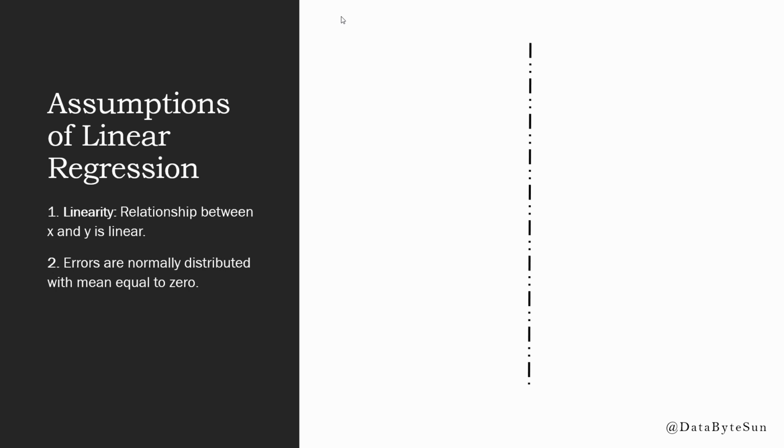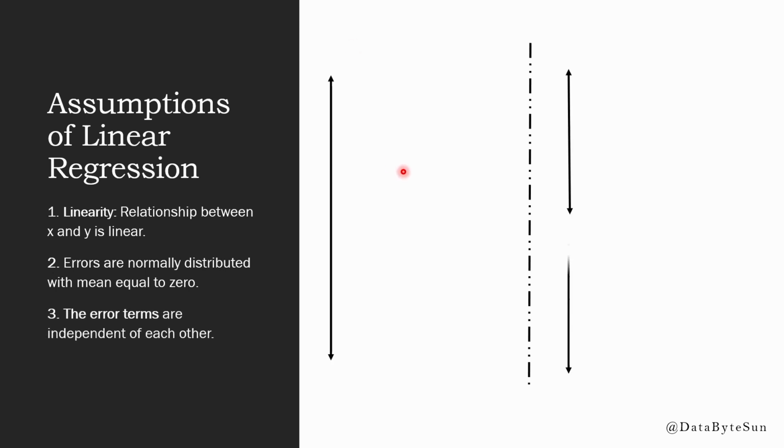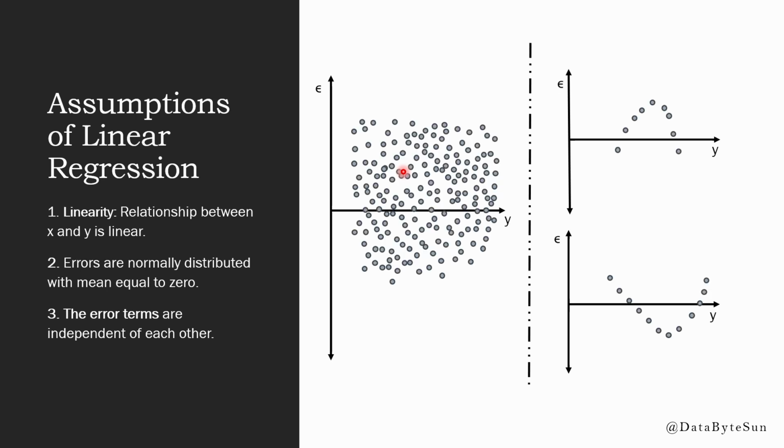Next, we have the independence of errors. Here each error term should be independent of the others. In the first plot, there is no pattern, which is what we want, where no visible pattern and error terms are independent of each other. But if there is a visible pattern, like in the second plot, it means our errors are dependent on each other, which can disrupt accurate predictions.